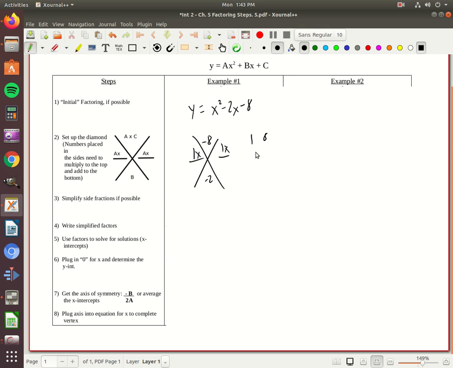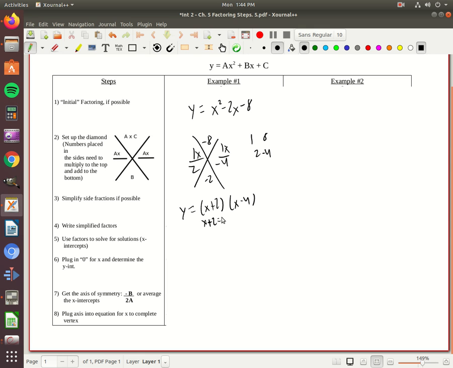I get nothing out of 1 and 8. 2 and 4 works if the 4 is negative, right? 2 times negative 4 is negative 8. 2 minus 4 is negative 2. I can't simplify these fractions, so I'm going to get (x + 2)(x - 4).